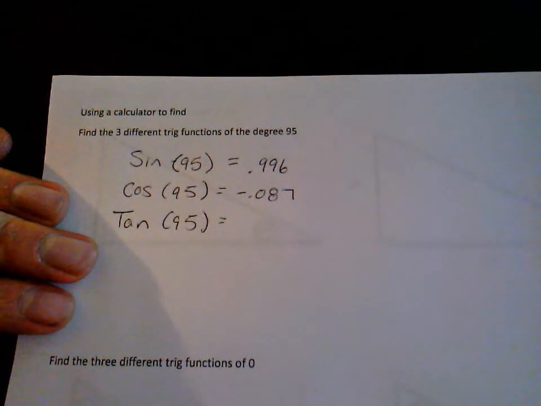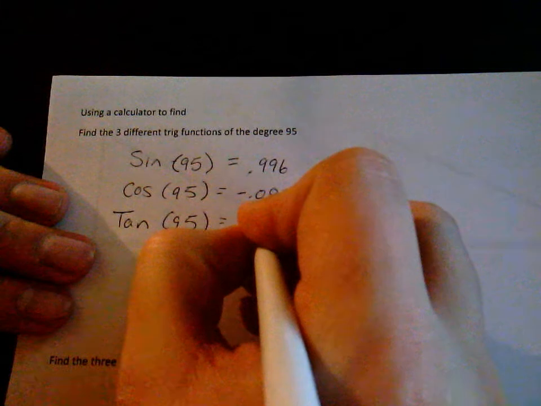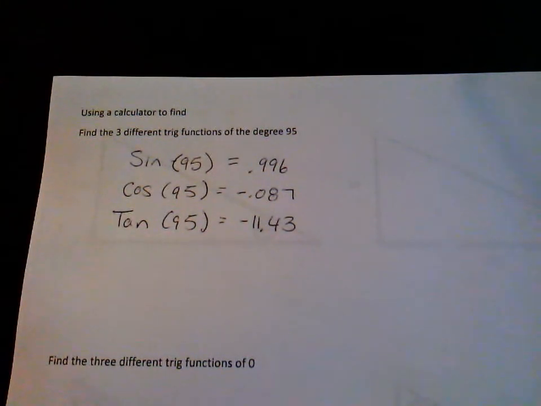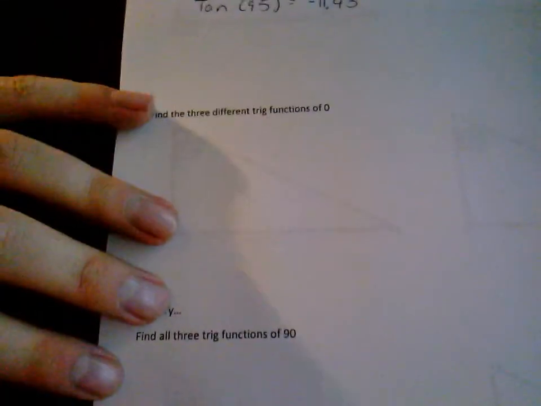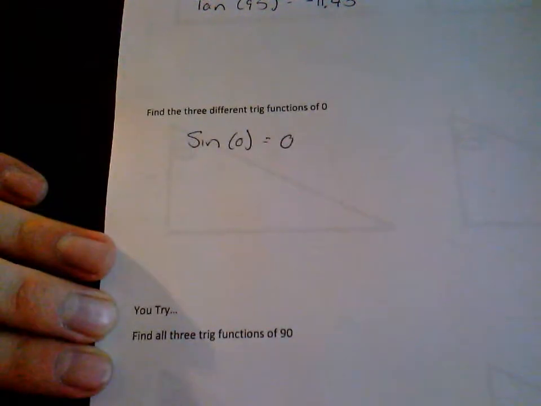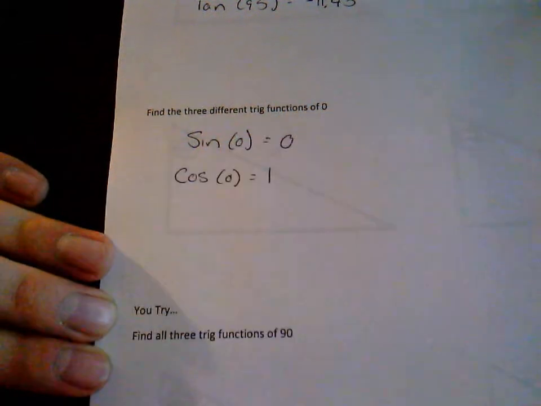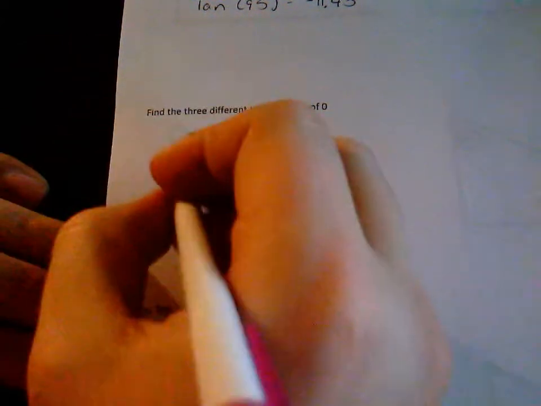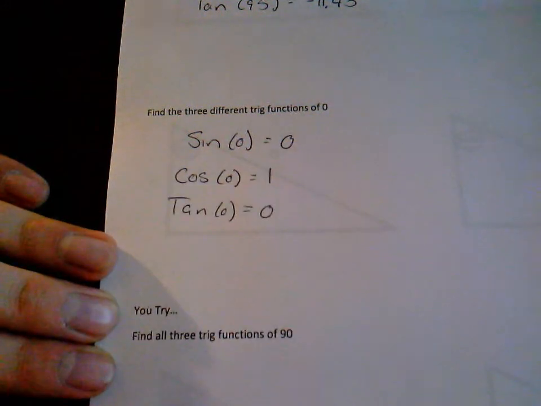What you should get for that is negative 11.43. Okay? It's pretty easy. All you gotta do is enter these into your calculators. Okay, so the next one, 0. Sine of 0 should give you 0. Cosine of 0 should give you 1. And then finally tangent of 0 should give you 0.